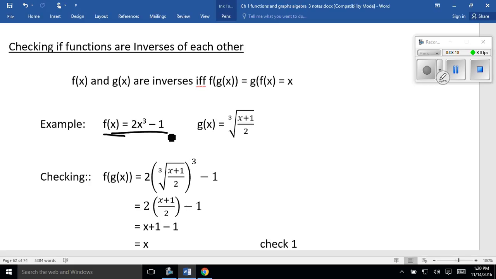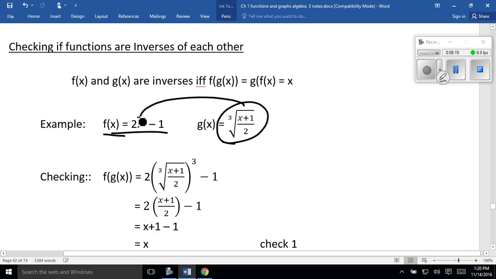The second one is you plug them into each other and you see if they equal x. So I'm going to take this here and plug it in to the x. Good so far? They're really easy, because what do a cube and a cube root do? So this cancels this. What do the 2 and the 2 do? Cancel. What's plus 1 minus 1? 0. You got x. So the first one checks.